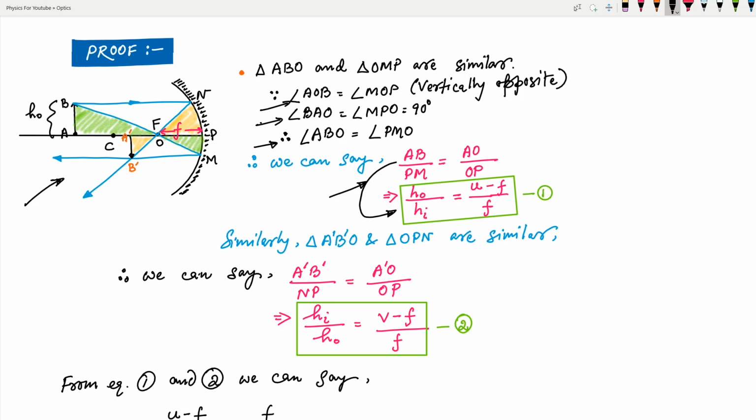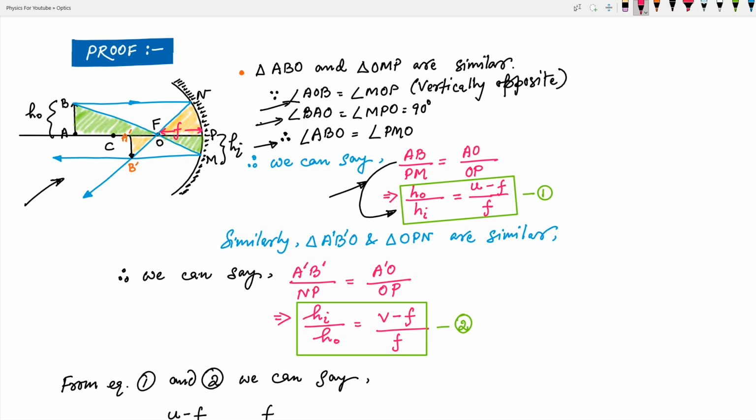So AB is the height of the object, and PM is the height of the image. You can look into the diagram, because PM is similar to A dash B dash is equal to AO. If you look into the diagram again, you'll see AO is nothing but u minus f.